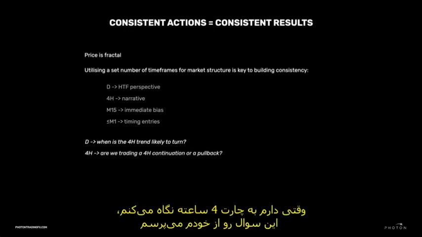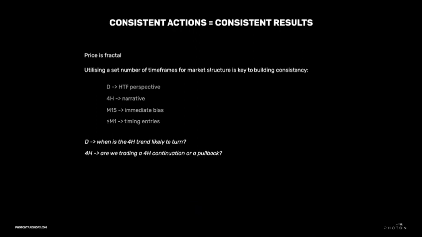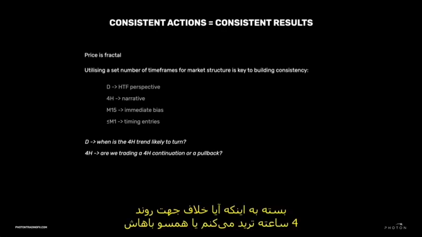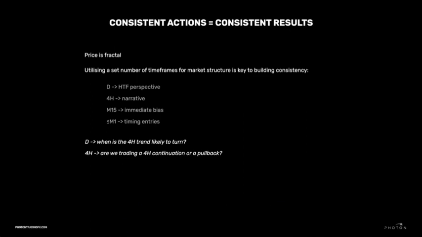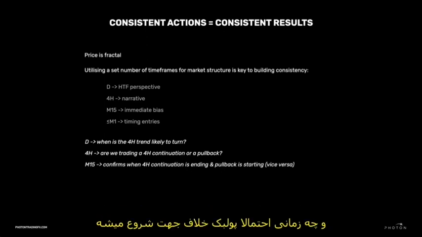So then when I'm looking at the 4-hour chart, I'm essentially asking myself whether the 4-hour is in a continuation phase or if it is in a counter trend pullback phase. And that will then determine how aggressive or conservative I will be with my entries and with my management, depending on whether I will be trading against the 4-hour trend or if I'm trading with it. I will then use the M15 to give me confirmation of when the 4-hour continuation phase may be ending and the counter trend pullback may be starting, and vice versa.